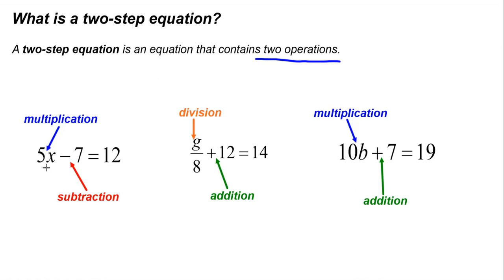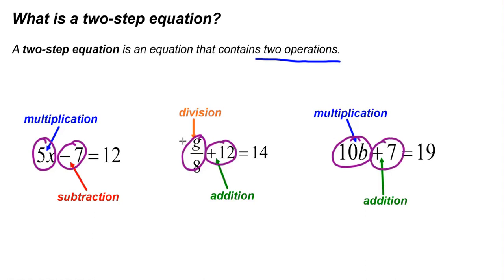I have here three examples of what two-step equations might look like. If you look at this first one, 5x minus 7 equals 12, this equation contains two different operations: multiplication with the 5x, and subtraction with the minus 7. So there are the two operations in this equation. The next one, g divided by 8 plus 12 equals 14, contains division and addition. And then the last one, 10b plus 7 equals 19. That 10b is multiplication, and the plus 7 is addition.